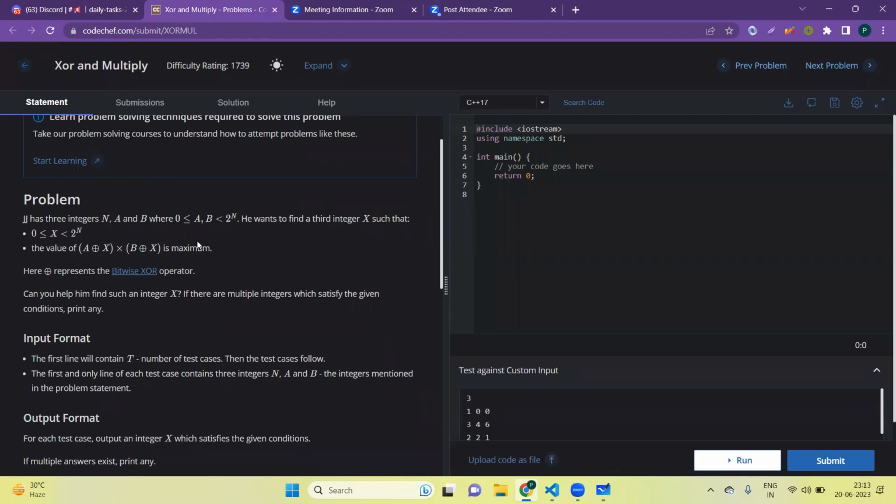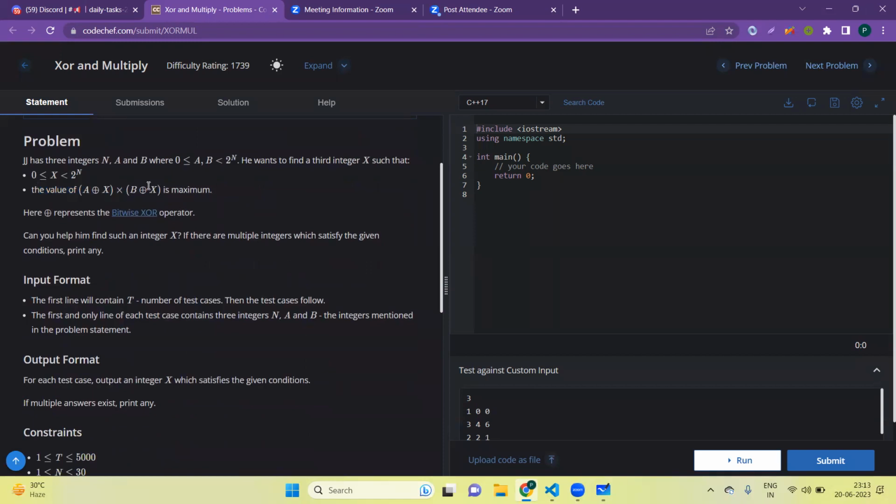This is another problem. If JJ has three integers n, a, and b, where a and b should be less than or equal to 2 to the power n, meaning that the most significant bit should be n minus 1. So the value of A's or x and B's or x is maximum. Let me explain what I mean. I'll explain that again.